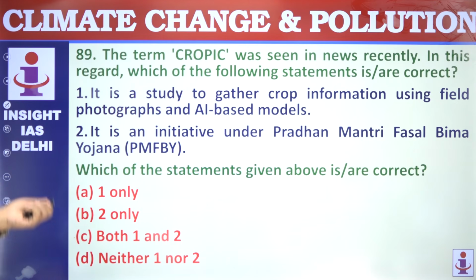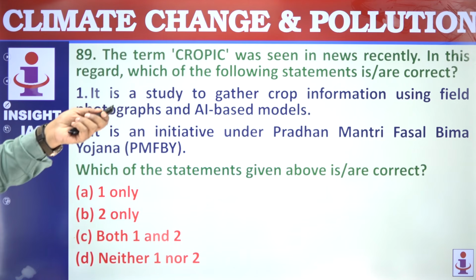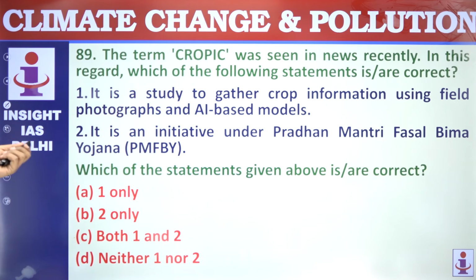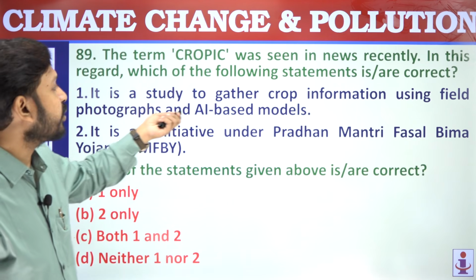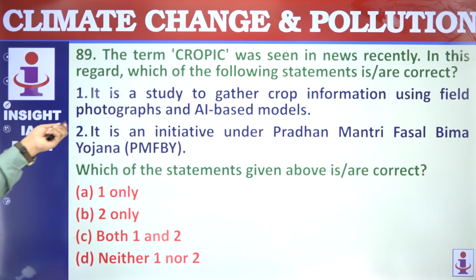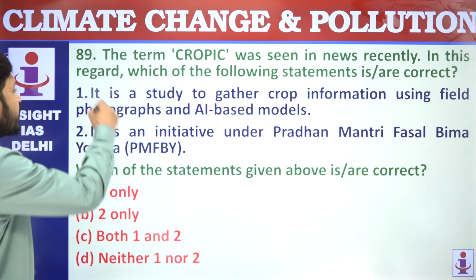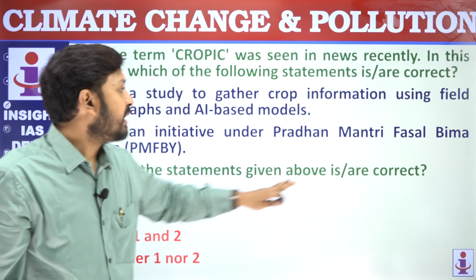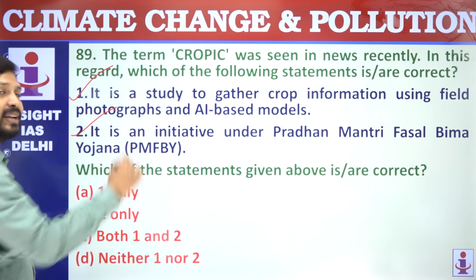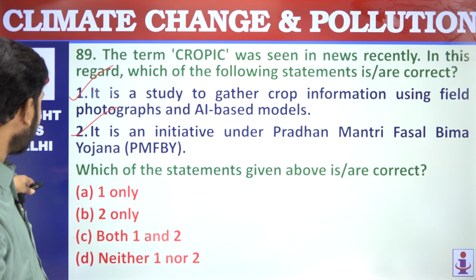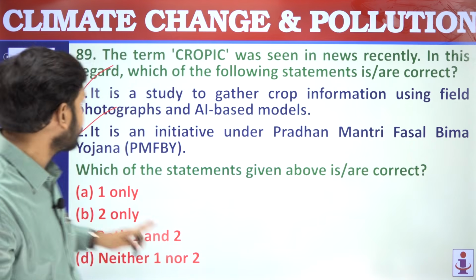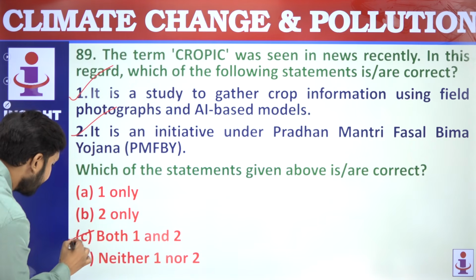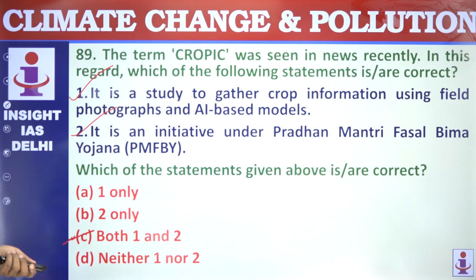Okay, next one. The term cropping was seen in news recently. In this regard, which of the following statements are correct? It is a study to gather crop information using field photographs and AI based models. Yes, this is the right statement, and it is part of Pradhan Mantri Fasal Bima Yojana. Yes, this is also the right statement. Both 1 and 2 are correct, and they are asking for the correct one. So 1 and 2 are there in option C. Okay, so let's go to the next one.